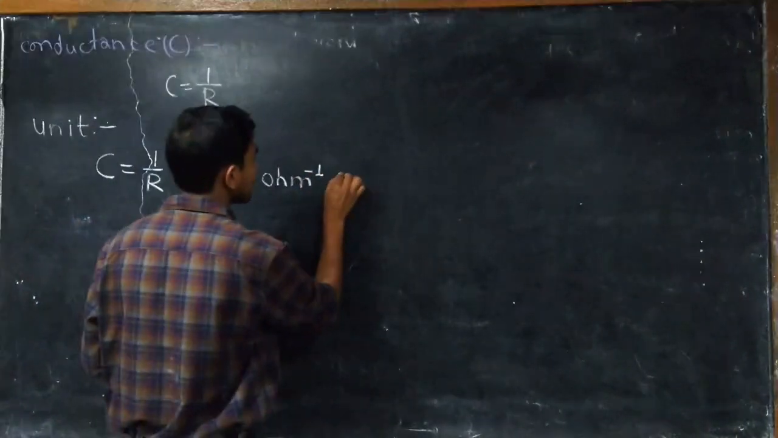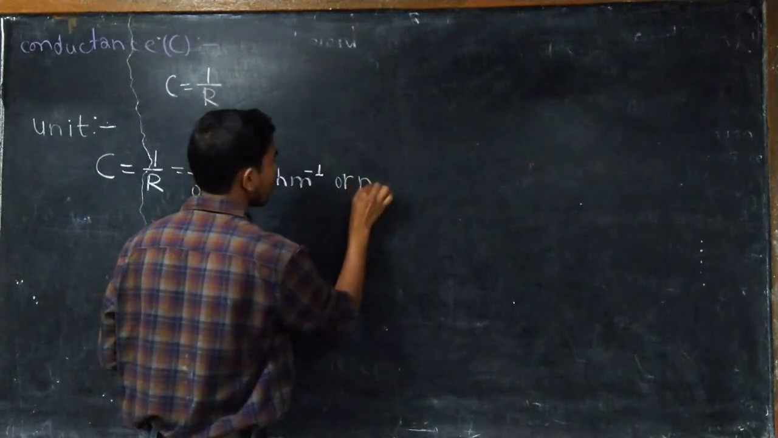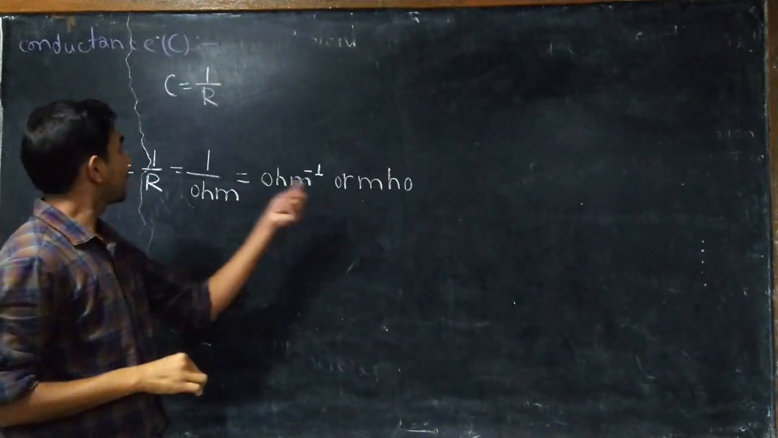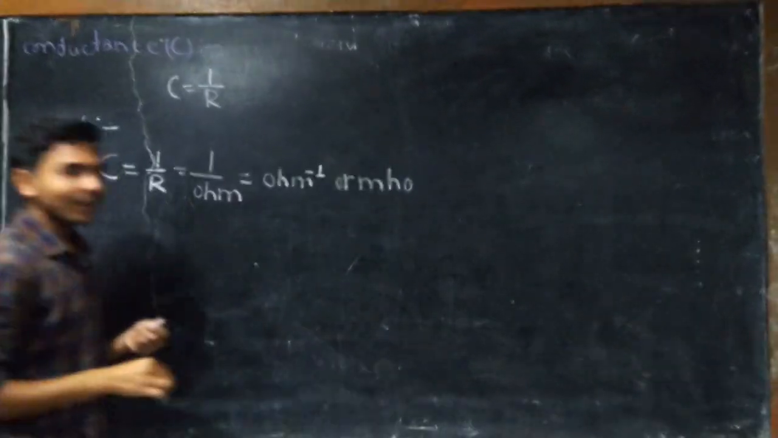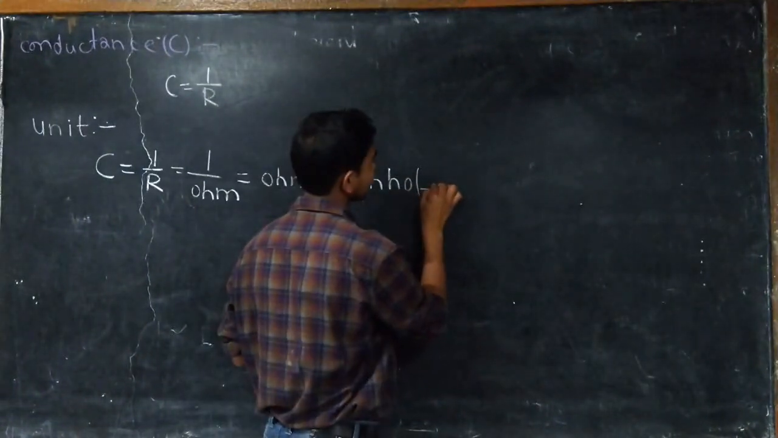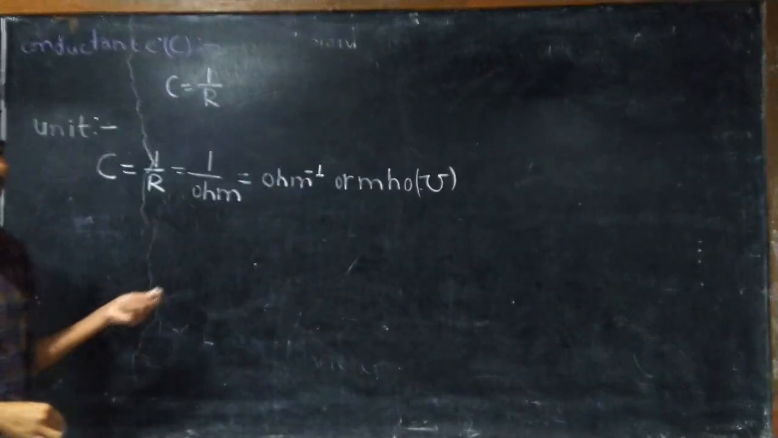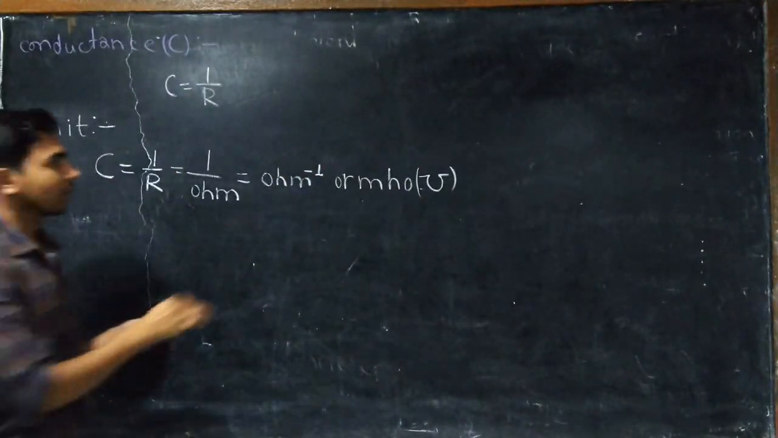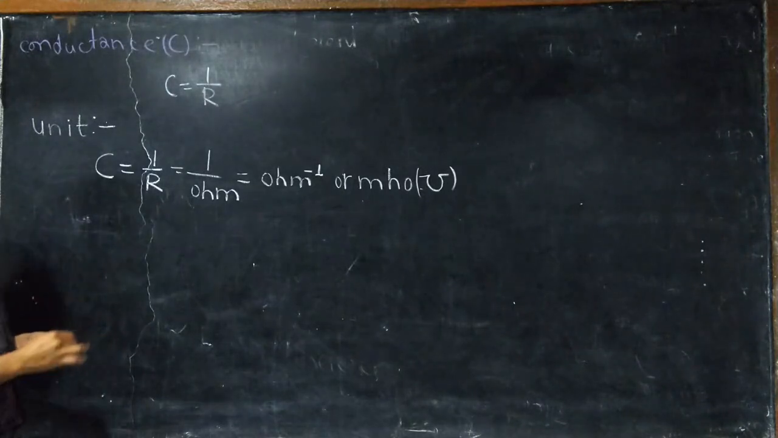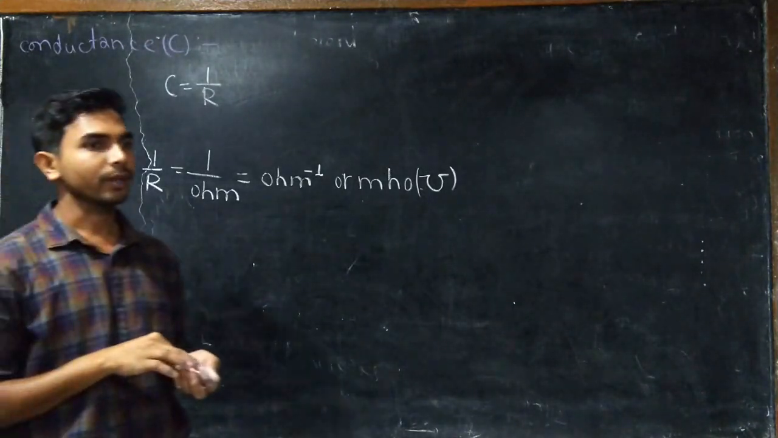Or this is also written like this, mho. Mho is the unit of conductance, and the symbol will be like this. So this is your symbol for conductance. Next, we are going to discuss resistivity.